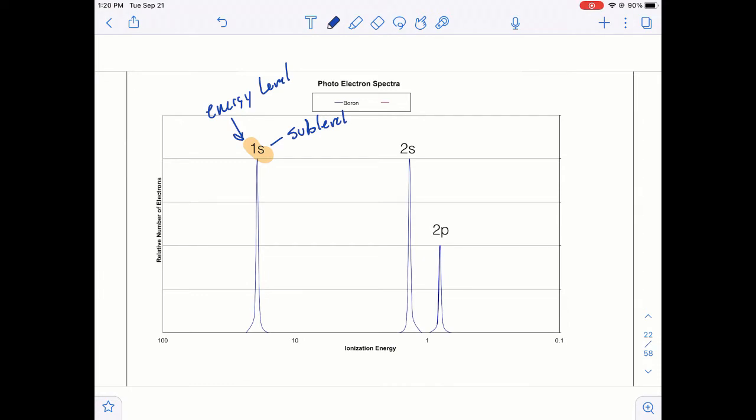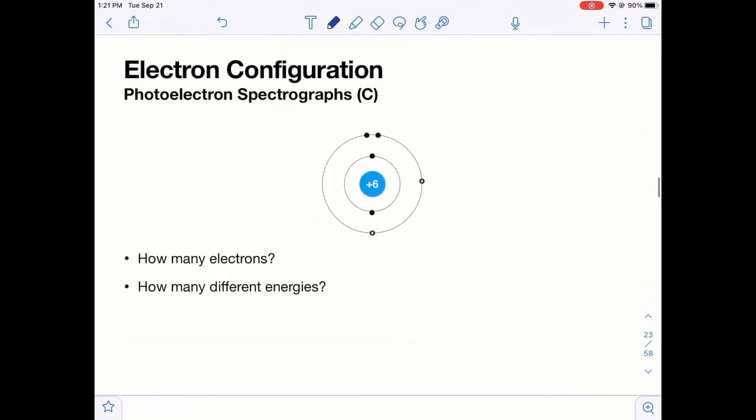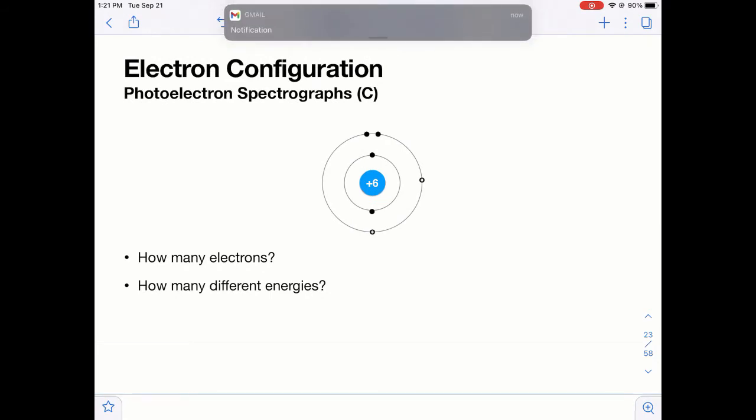So at every energy level, we will have what's called an s sublevel, and in that s sublevel, there can only be 2 electrons. Starting with the second energy level, we will have a p sublevel, and we see that here represented, where the 2p represents only 1 electron because it's half the height of the 2s, and the 2s has 2 electrons. Let's look at our next element. We're going to look at carbon.